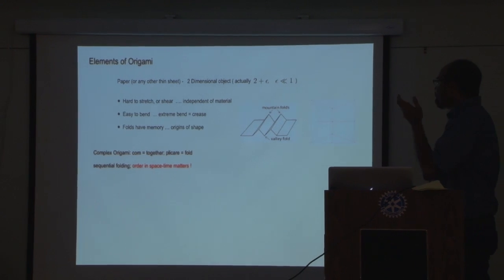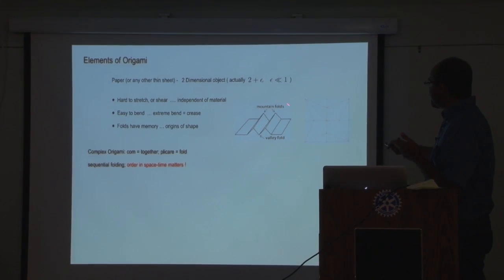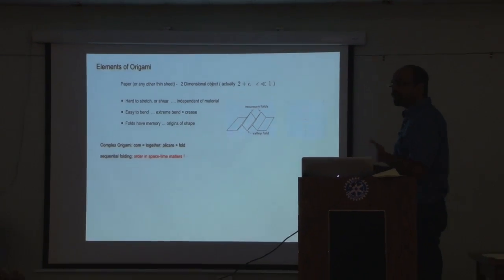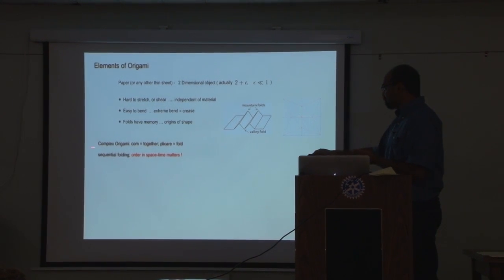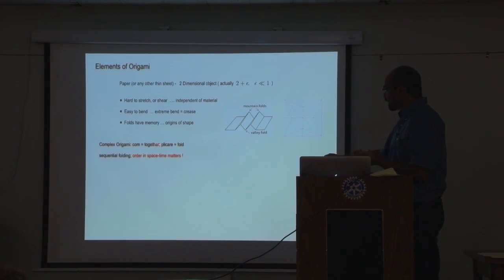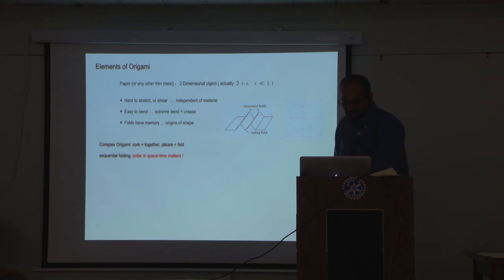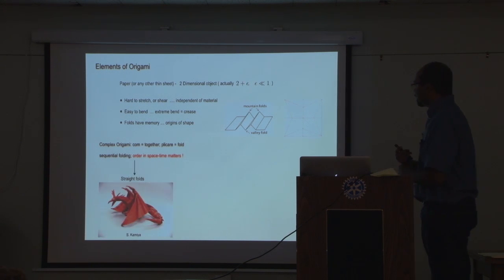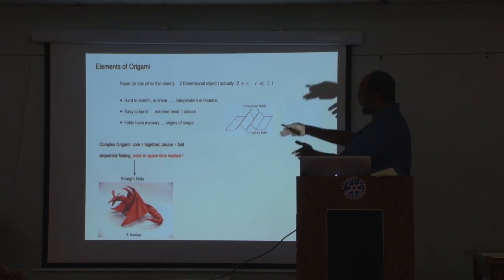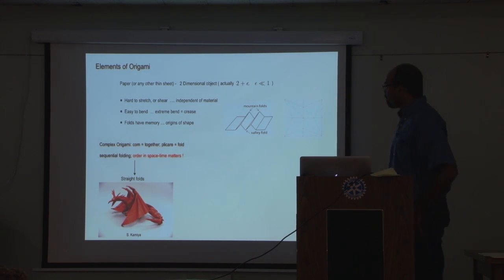Okay? So complex origami is taking these individual folds and putting them together. So it is important that it's been done sequentially, and therefore the order in space and the order in time matters. Otherwise, you get frustrated physically and intellectually. Okay, you do this like a person, an origami giant like Kamiya does, and then if I'm thinking about straight folds, you can create these beautiful monsters like these wonderful dragons.